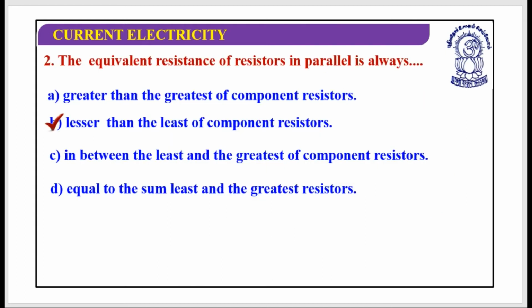Great. Next. The equivalent resistance of resistances in parallel. When we connect resistances in parallel, the equivalent resistance will always be lesser than the least of the components. And in the case of a series combination, the equivalent resistance will always be greater than the biggest component of the resistors. Please remember this.